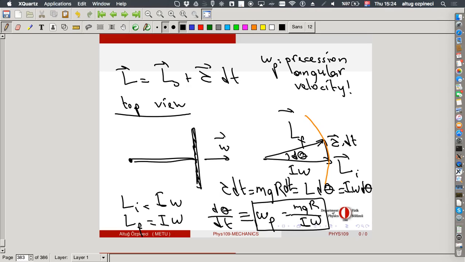So I have mg r dt is equal to I omega d theta, or d theta by dt, which we call the precession angular velocity, is equal to mg r over I omega. So the larger the angular velocity, the slower the precession should be, and that is what we have tested. Okay, sorry for the typo.